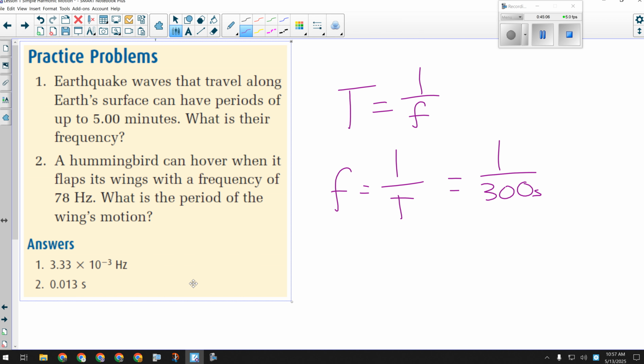So for that one here, 1/78, and we would get a period of 0.013 seconds. So their wings go up and down in one complete cycle once every 0.013 seconds.